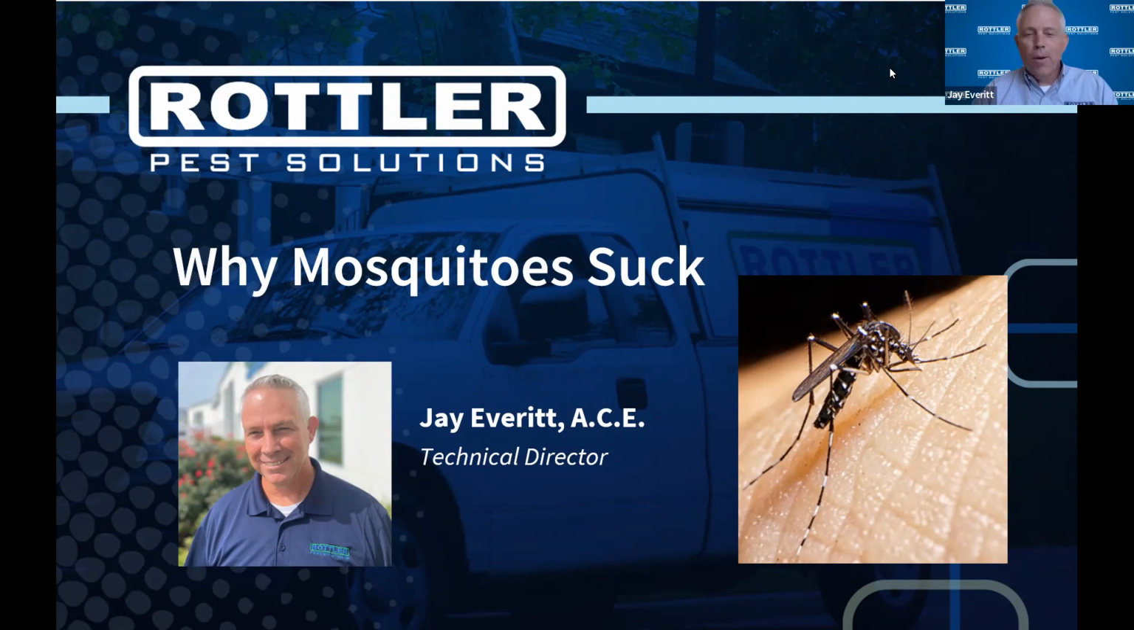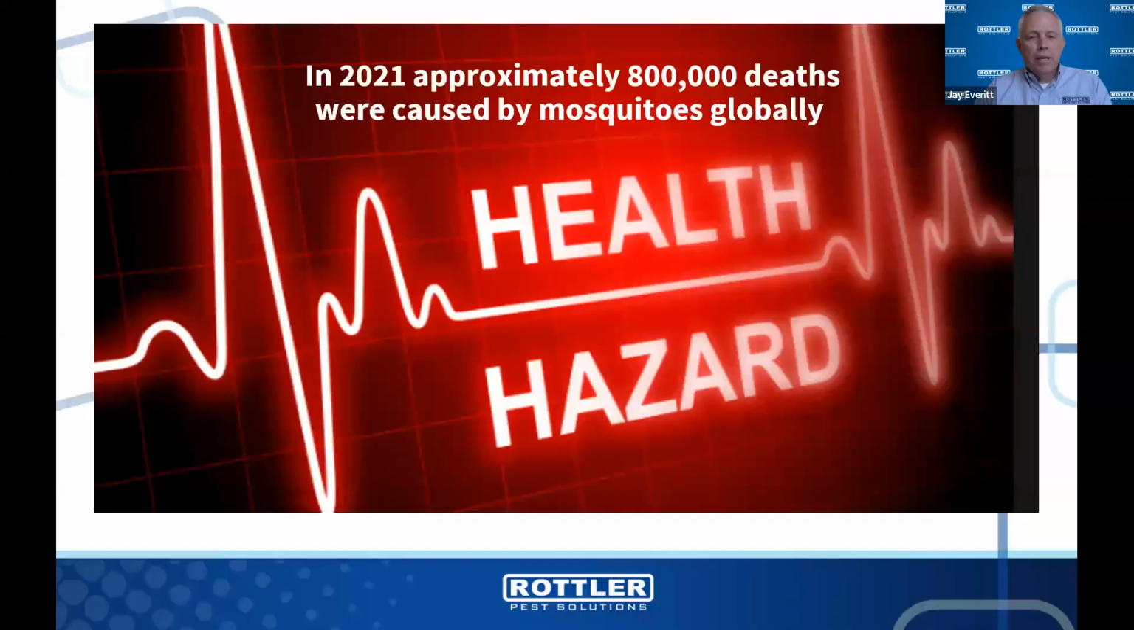Today we're going to talk about why mosquitoes suck. The first thing we need to probably talk about with mosquitoes is that they're one of the deadliest organisms on this planet. In 2021, approximately 800,000 deaths were associated to mosquitoes globally. That's a pretty scary number. It's something to definitely pay attention to, and it's definitely one of the health hazard pests that we deal with here at Rottler.